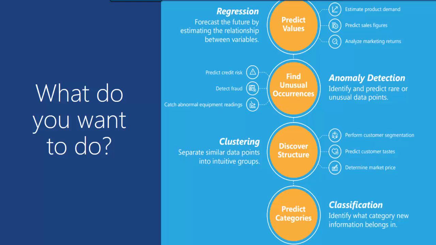And finally, and probably the most common one, is whenever you want to predict categories. Now, the difference between predicting categories and predicting values is that predicting categories has a finite set of classes that you can predict, as opposed to predicting a continuous variable which can have infinite values.